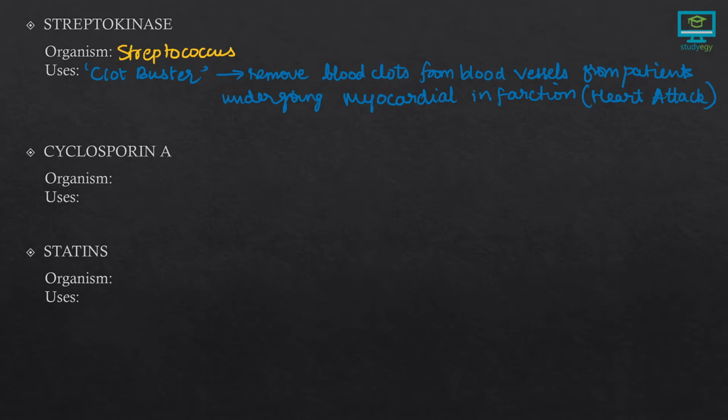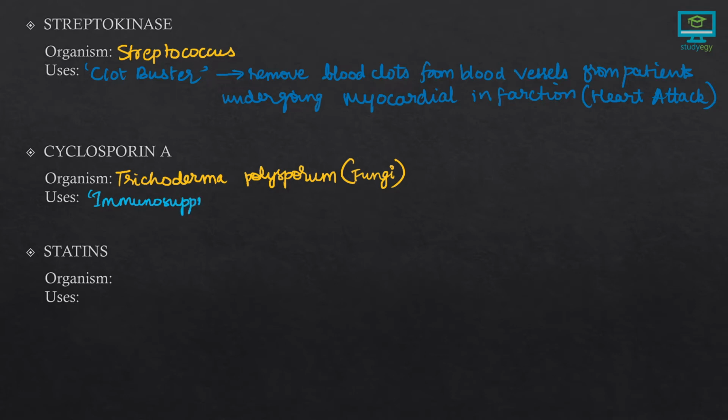Next we have cyclosporin A. Again we use a fungus, in this case Trichoderma polysporum. Cyclosporin A is used as an immunosuppressive drug. Immunosuppressive drugs are those provided to patients who have undergone organ implants, to prevent the immune system from attacking those grafts.